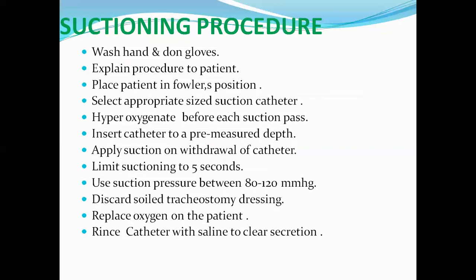Then next is the suctioning procedure. In the suctioning procedure, first we have to check the patient's case sheet. Then we have to see why the tracheostomy was performed and what the diagnosis of the patient is. Then we have to see with which solution the tracheostomy suctioning will be performed. After that we have to identify the patient's name and registration number. Then we do hand wash and put on gloves.